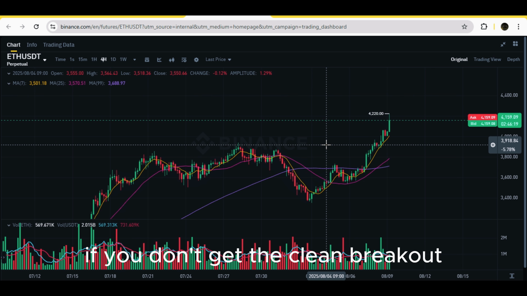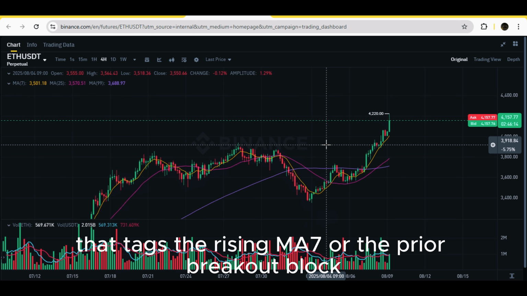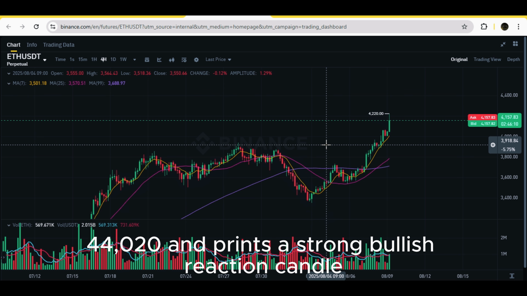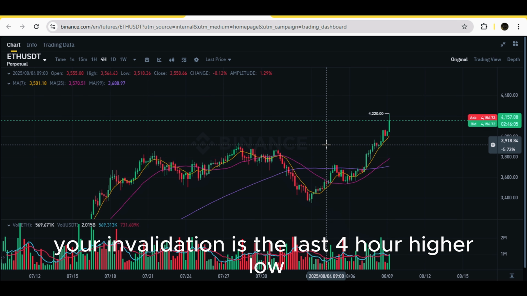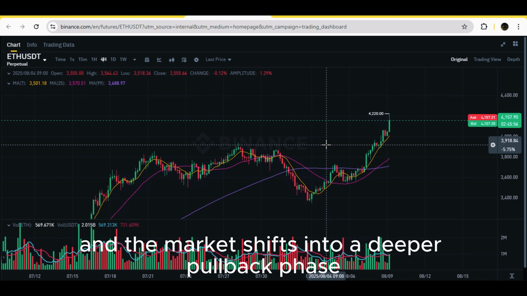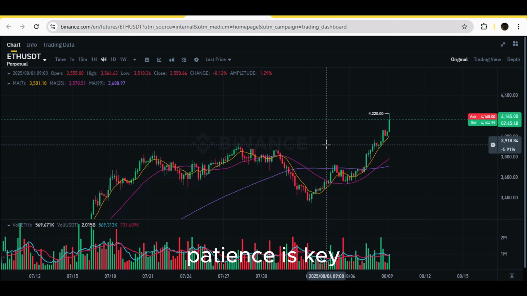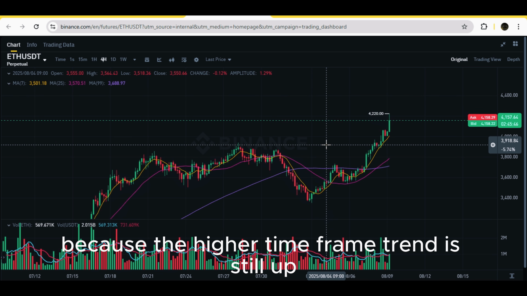If you don't get the clean breakout, the next high probability long is a pullback that tags the rising MA7 or the prior breakout block just below 4,040, 4,020 and prints a strong bullish reaction candle. Your invalidation is the last 4-hour higher low. If that level fails and we close below the MA25, momentum cools and the market shifts into a deeper pullback phase toward the MA99.